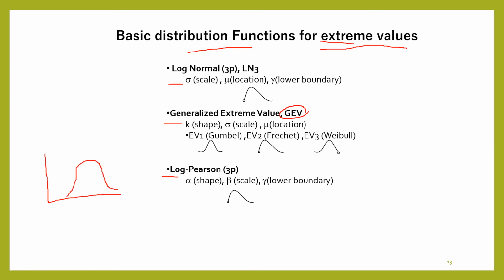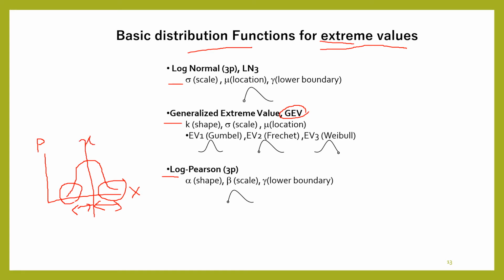So normal, okay, so here is probability, and the x-axis is the rainfall data. If you use normal, this means that the minimum values and the maximum values have the same difference from the mean. So what is the mean?